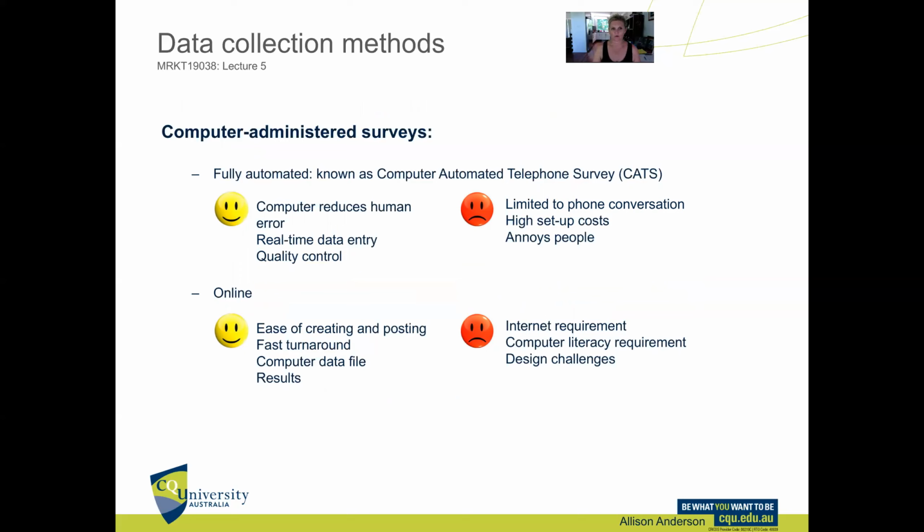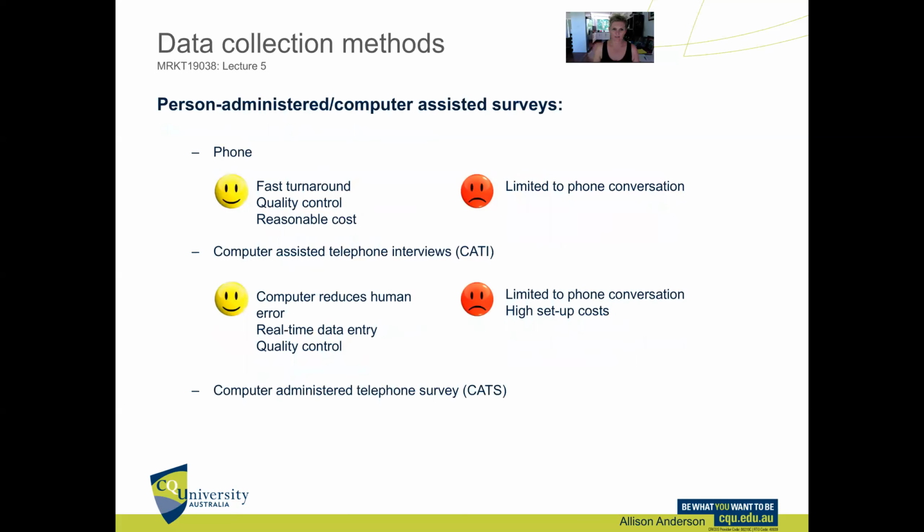Again, computer reduces human error, and I've just put it annoys people because really in the end it does. So there's the computer-assisted telephone interviews. Sorry, I've got this a little bit wrong. The telephone survey is one that's run completely by the computer, and the interviews is where people ring, but they have a computer to assist them with the questions and answers. Sorry, that was my mistake. This is not something that I ever use as my data collection, so I'm just giving you the basics here.